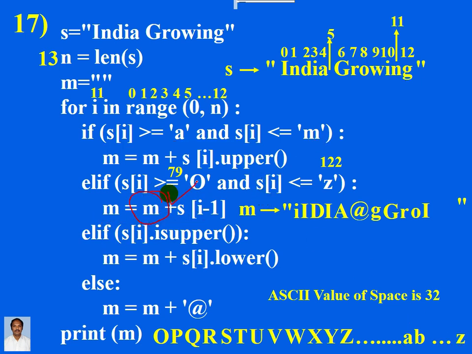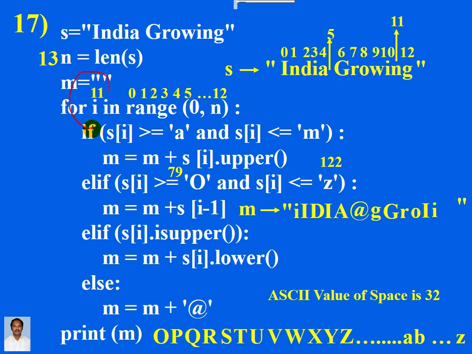M concatenated with S of I minus 1. What is I? 11. 11 minus 1, 10. And what is S of 10? You get small i. So M concatenated with a small i, that comes in M. So here one small i will appear.